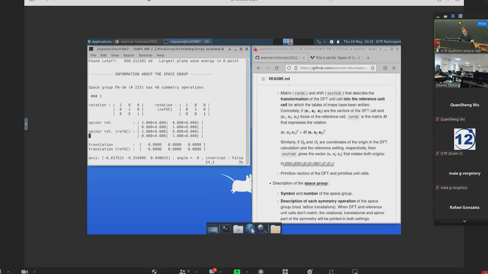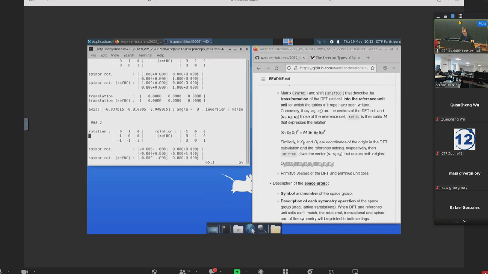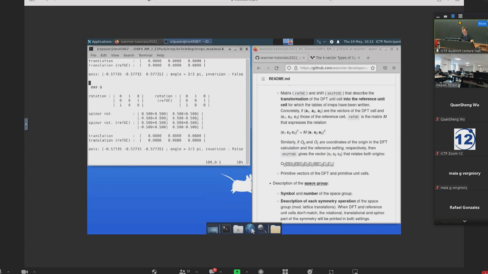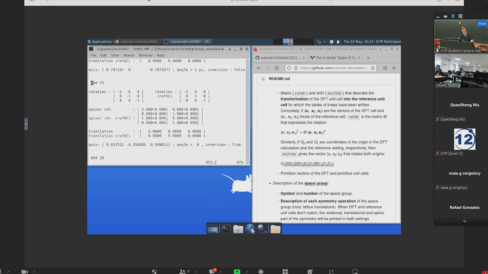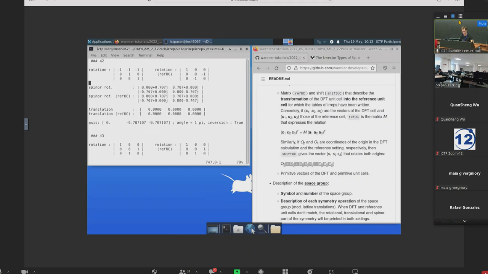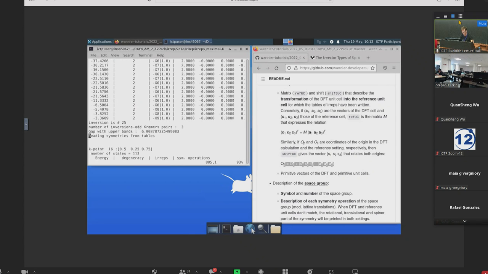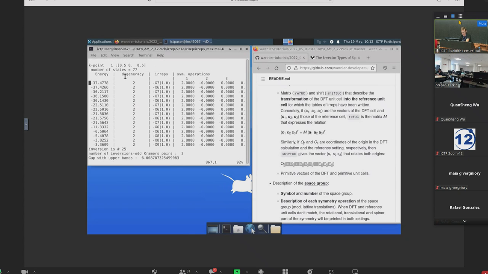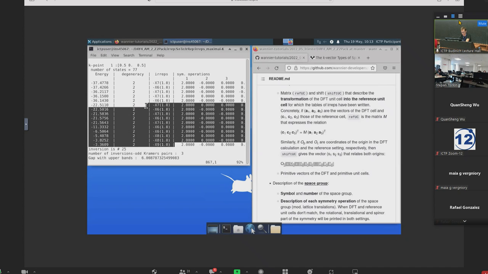And after this huge block of information on the space group, you will find our main output, which are the traces of symmetry operations and the irreducible representations, as you see. For example, we have such a block for each of the k points. This is the k point 0.5, 0, 0.5, and the irreducible representations of the bands.